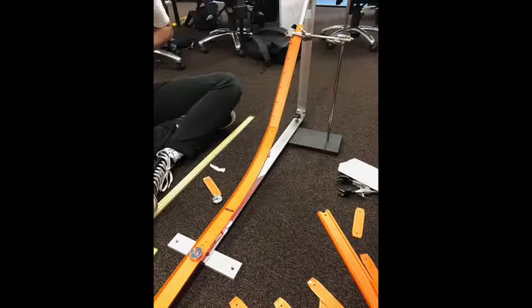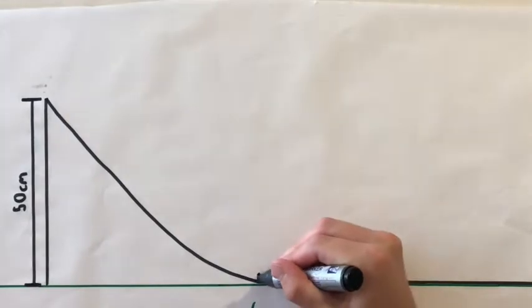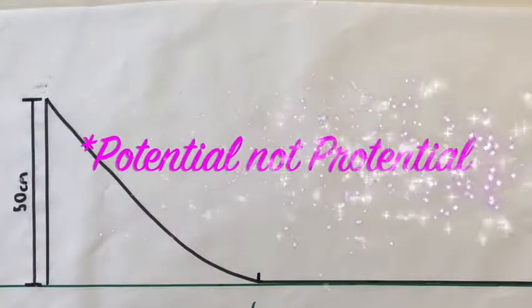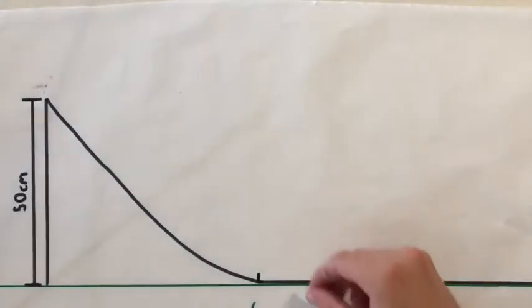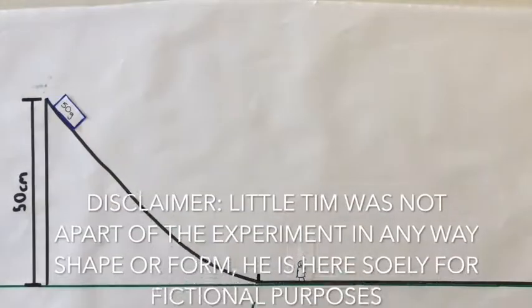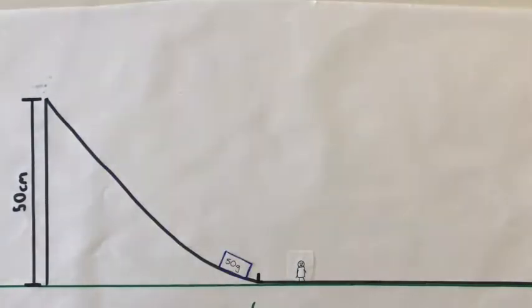We began the experiment by setting up a ramp made of Hot Wheels tracks. The start of the ramp was set at 50 centimeters above the ground. We marked the point at which the gravitational potential energy had all been converted to kinetic energy, i.e. at the base of the ramp. We then placed a 50-gram metal weight at the top of the ramp and allowed it to slide down until stationary.